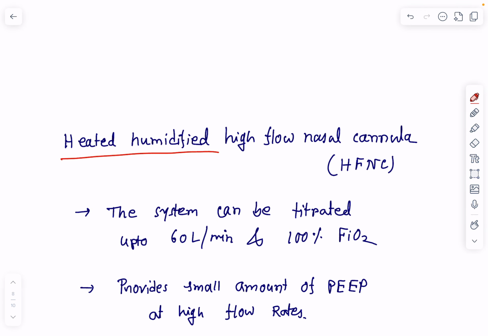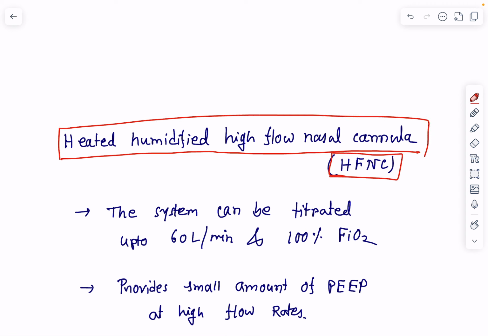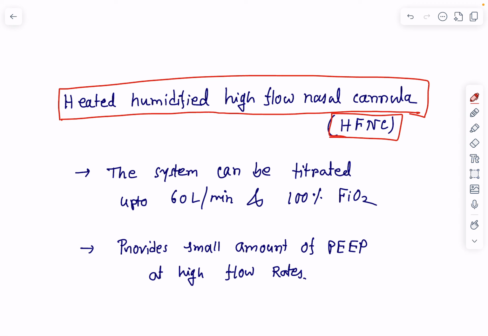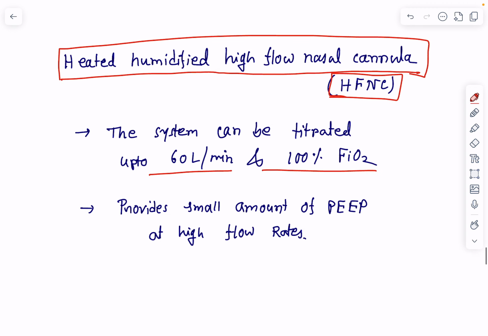Now, heated, humidified high flow nasal cannula. HFNC stands for high flow nasal cannula. With this, heated and humidified oxygen can be delivered at a high flow rate so that it can displace some of the air which contains less oxygen in the airways. This system can deliver up to 60 liters per minute flow rate and 100% FiO2. It can also provide a small amount of PEEP at high flow rates, right? So this is about the high flow nasal cannula.